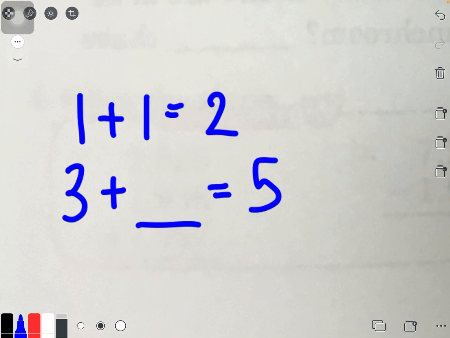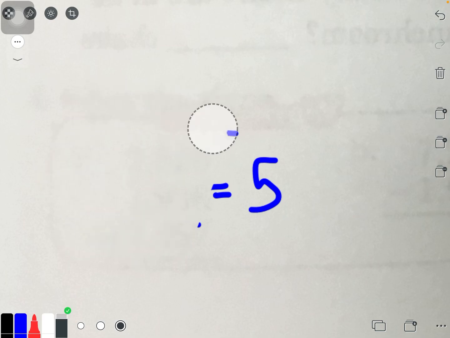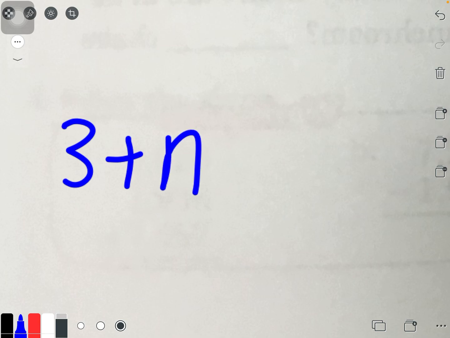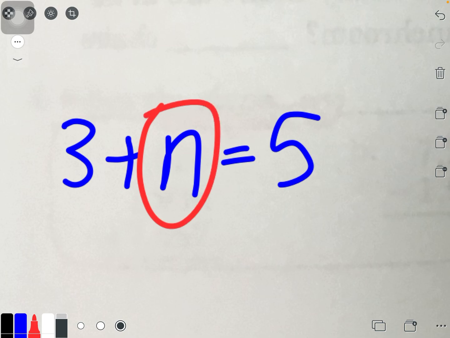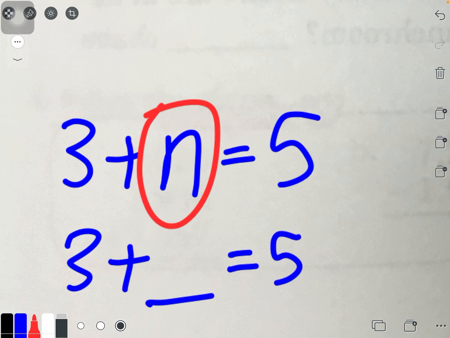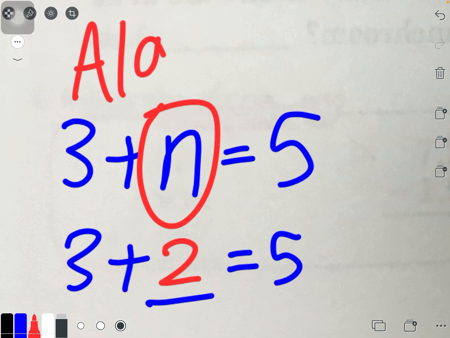We've done this before on page 106 where we had to put the missing terms. So what would the blank be? It would be a 2. Okay. Now this time, instead of putting a blank, they put a letter to represent the blank. So if it was 3 plus, and we could put any letter we want, n equals 5, we just have to figure out what the n equals. And it's the same idea. If you put 2 in the blank, 2 is also n. This is what we call algebra.